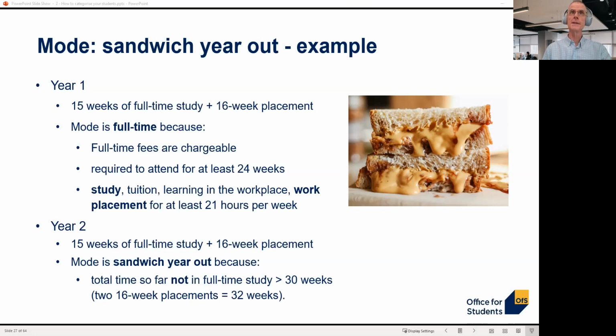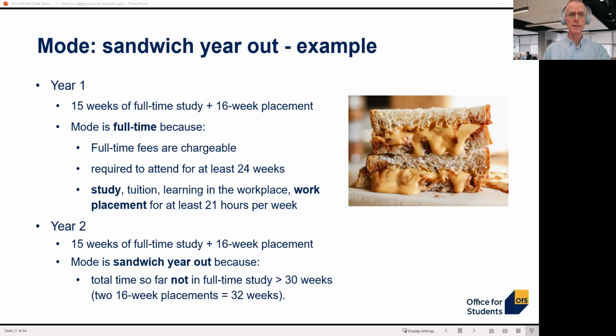And you can see I've bolded the two key elements there, for at least 21 hours a week. So that's full-time. The second year, 15 weeks of full-time study plus a 60-week placement. This would be a sandwich year out because the total time not in full-time study is greater than 30 weeks. So it meets that last criterion we were looking at on the previous screen. So you've got the two 16-week placements there, making 32, taking it over the 30-week threshold.